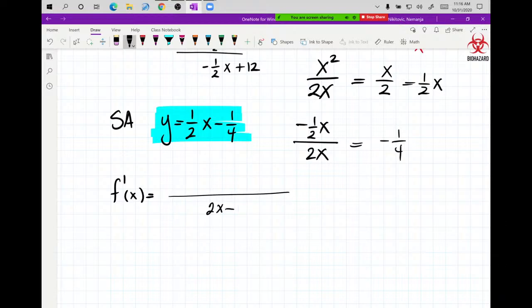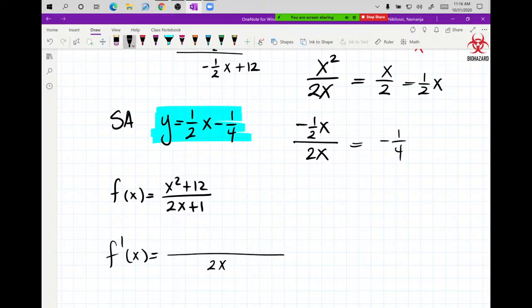So that's going to be 2x plus 1 squared. There is another derivative technique that I didn't show. Actually, let me write the function here. The function is (x squared plus 12) divided by (2x plus 1). And then we're going to take the derivative here using the quotient rule. So we take the denominator, write it as is, square it, then put that denominator here, square the top, derivative of the top, minus, copy the top, times derivative of the bottom. There we go. And then you simplify this.